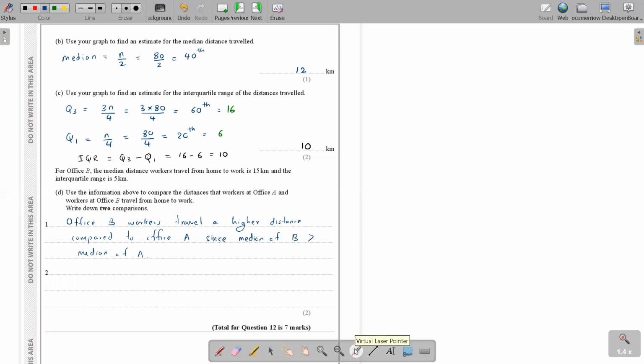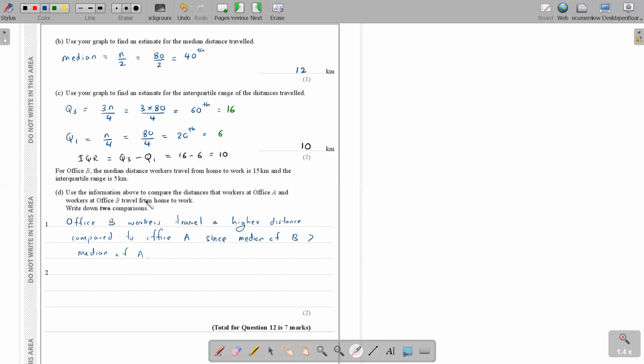Then the second thing is, obviously we will be comparing the interquartile range. The interquartile range for office A is 10 and the interquartile range for office B is 5. You need to know what it really means. Interquartile range means how much your data is spread around the median, so how far it is spread apart. We use the word variability here: how much your data is varying around the median. In office A, we have a 10 kilometer spread around the median, so the distances vary by around 10 kilometers. There is variability here.